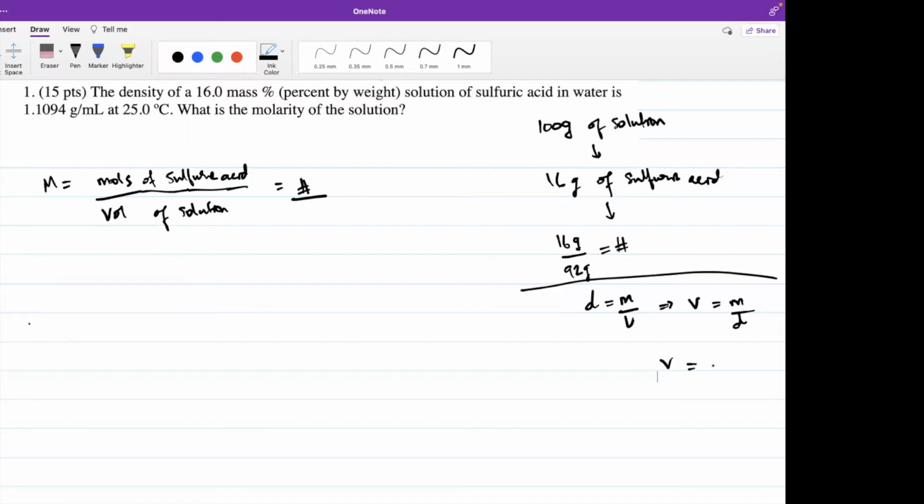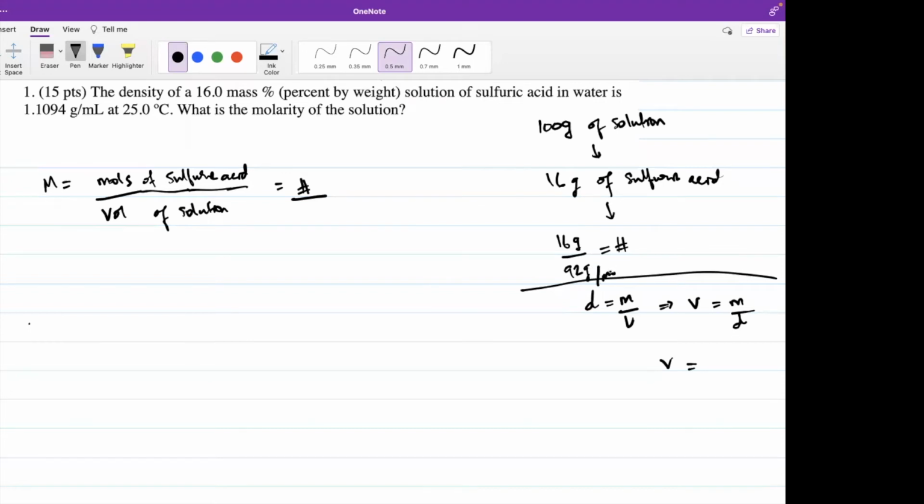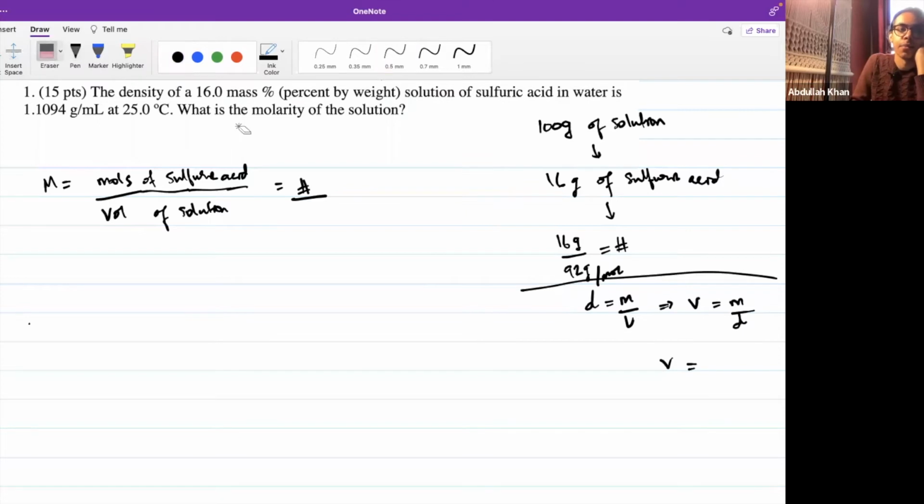I have a question. On the right side, you wrote 16 grams over 92 grams per mole. Is it 92 or 98? Oh, it should be 98. I see where I messed up. Okay, thank you. Yeah, 98 grams per mole.